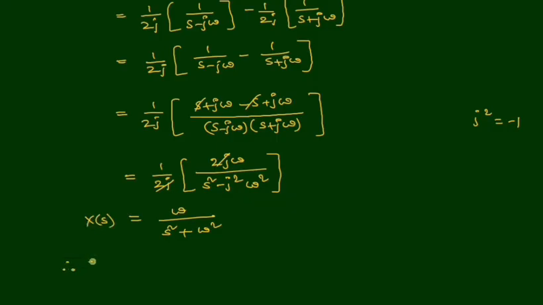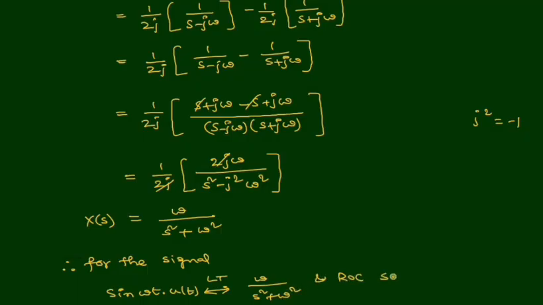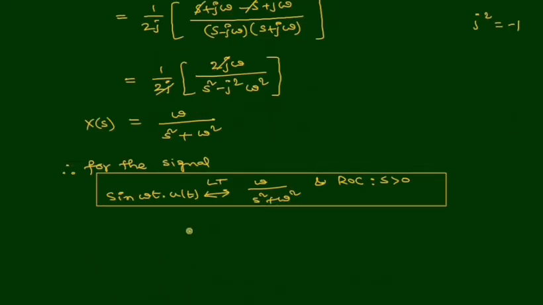Therefore, for the signal sin omega t multiplied with u of t, the Laplace transform is omega by s square plus omega square, and ROC is s greater than 0. So this is all about the function x of t equals sin omega t multiplied with u of t and its Laplace transform with region of convergence.